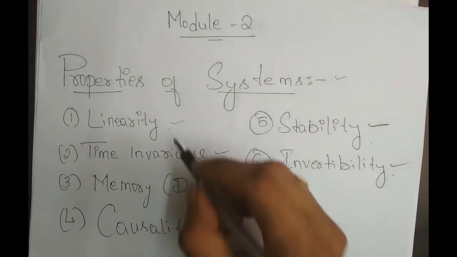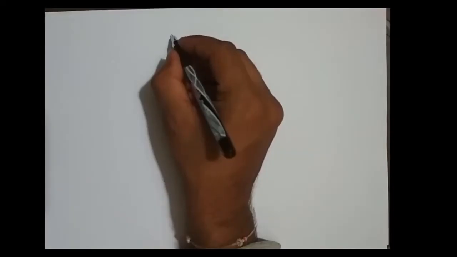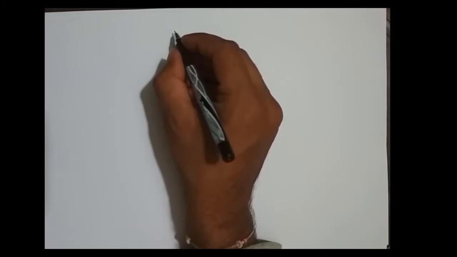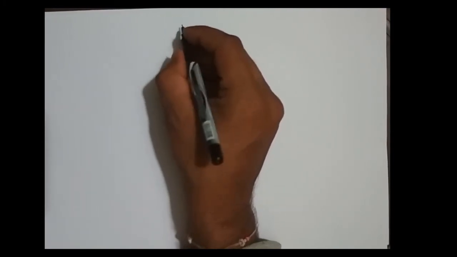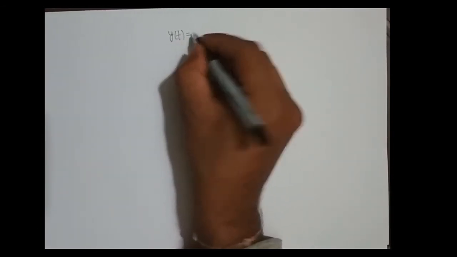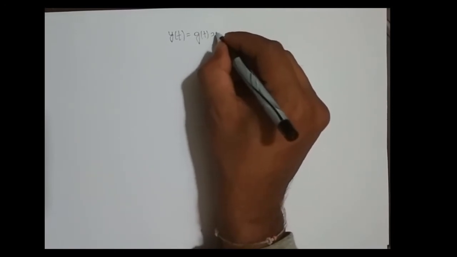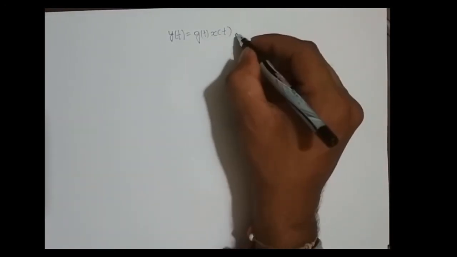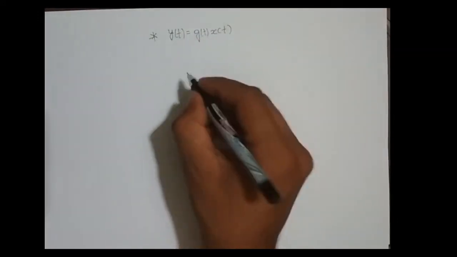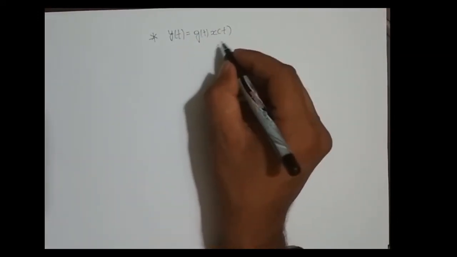Now we'll discuss the linearity property. Any system can be represented in 3 ways. One is in terms of a mathematical equation, the second is in terms of graphical representation, and the third is the same graphical representation put in a more abstract form. Let me just tell you. We will consider an example: y of t is equal to g of t into x of t. This is one way to represent a system, and what's happening in the system I will let you know later.